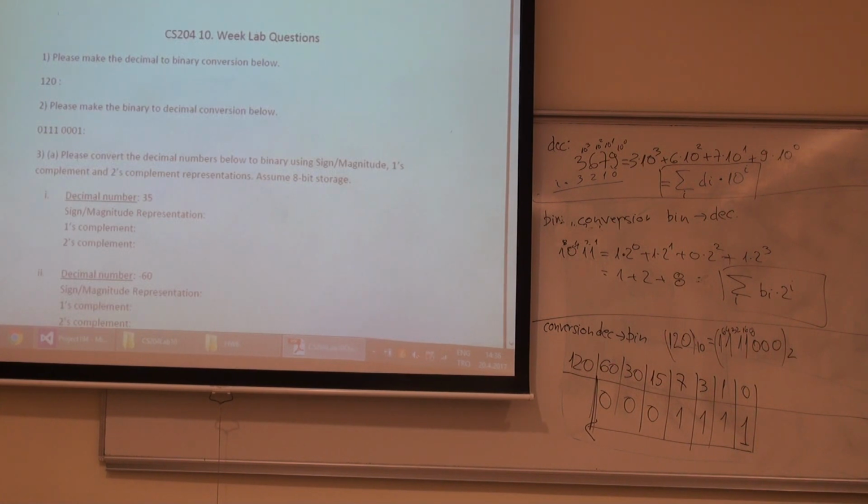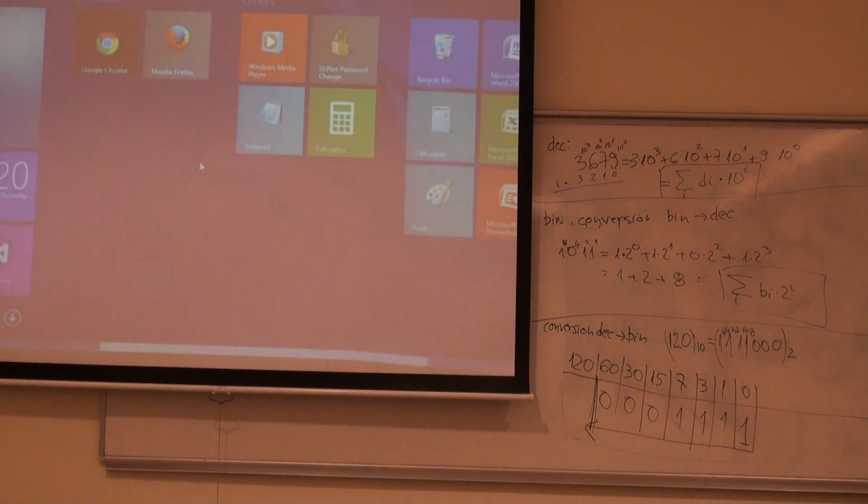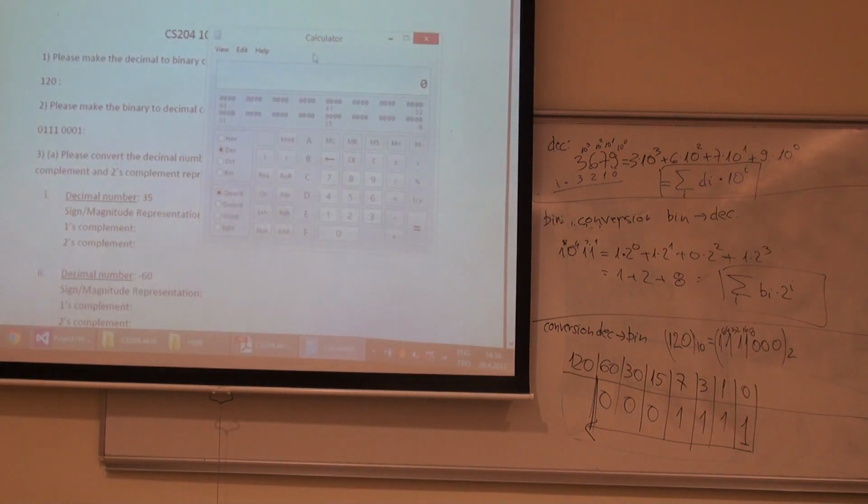Or even better, since we live in the age of technology, the calculator proves that this is true. So I have 120, and I'm trying to convert it to binary. You can do it by setting the view to programmer. So this is 1, 1, 1, 1, 0, 0, 0. This is it. Okay.